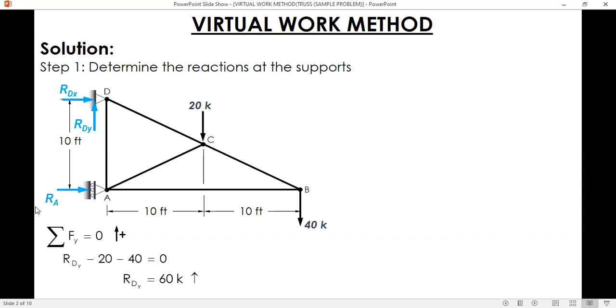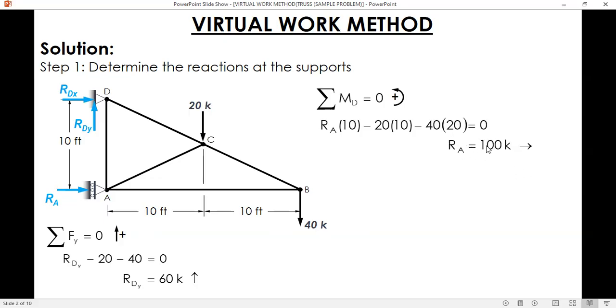So next is to solve for RA or RDX. So we sum up moment about joint D. And we can solve for the reaction at A. Counterclockwise movement, positive. So here's the equation. RA force times distance 10, counterclockwise so positive, minus 20 force times distance 10, clockwise so negative. 40 kips also clockwise so negative. Force, the distance is 20. So constants, transpose to the right side, and then after that, the result divided by 10, then you can solve for RA. RA is positive 100 kips, therefore, the assumption is correct. The direction is to the right, kay positive man.